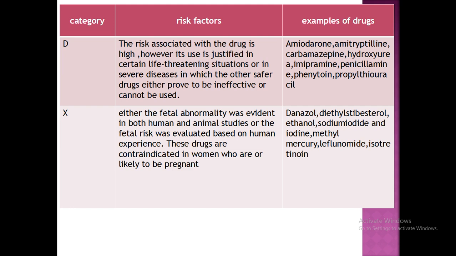Examples are danazol, diethylstilbestrol, ethanol, which is alcohol. So alcohol should not be taken by pregnant women. Sodium iodide and iodine, used in iodine deficiency and total parenteral nutrition. And methyl mercury, which is present in fluorescent lights. So pregnant women should not be exposed to fluorescent lights.